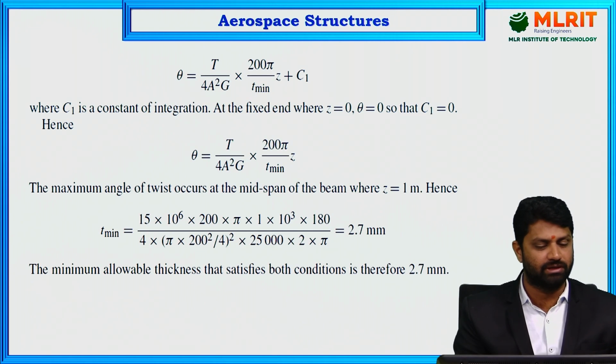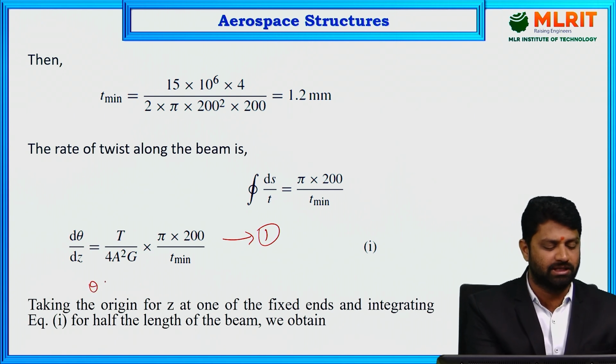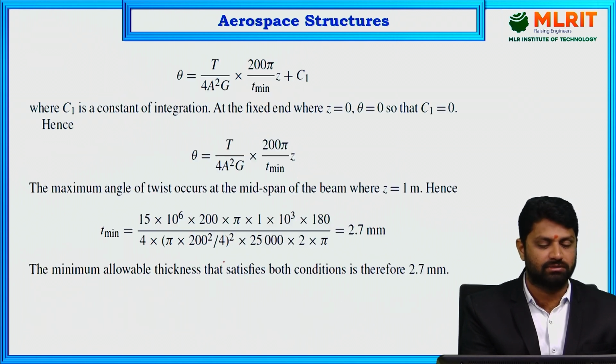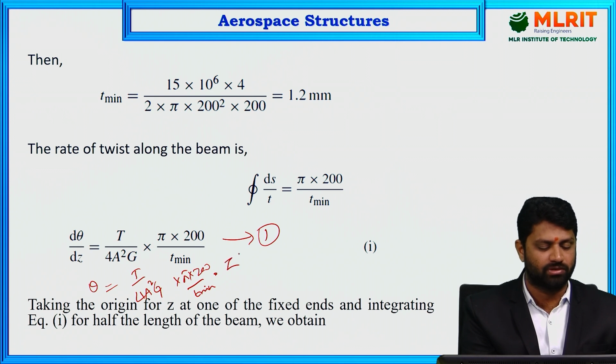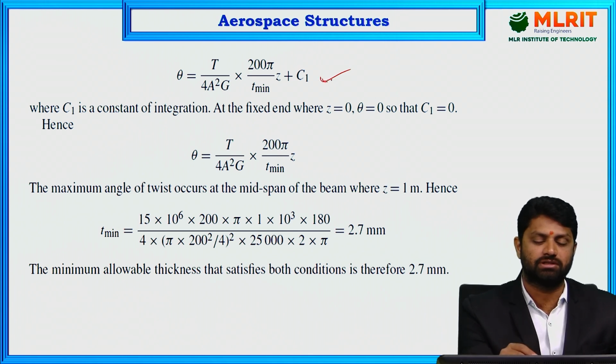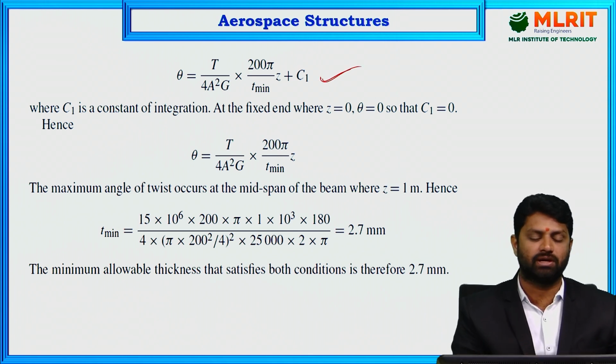Then we obtain, when you integrate, d theta by dz becomes theta, and T by 4A square G, the rest all remain constant, and pi into 200 by t minimum also remains constant, and then you get z, because you are integrating with respect to z, plus a constant c1. So that is what is shown here. Theta equals T by 4A square G into 200 pi by t minimum into z plus c1. So we need to evaluate this constant of integration by substituting the boundary conditions.